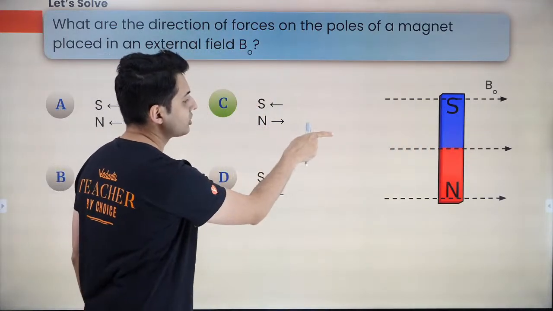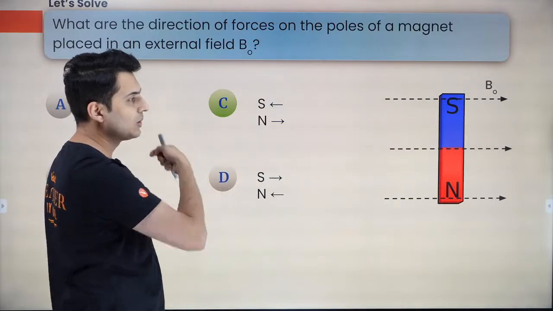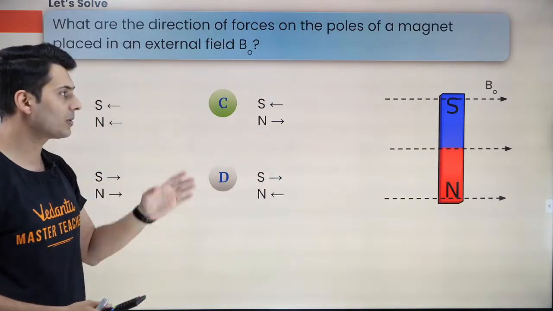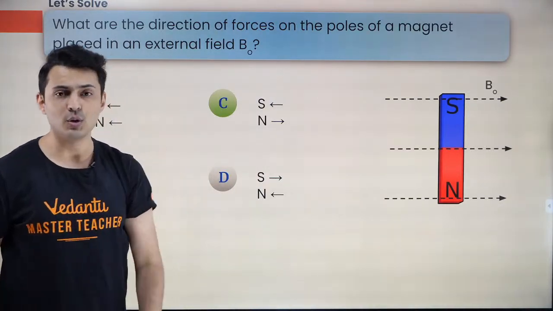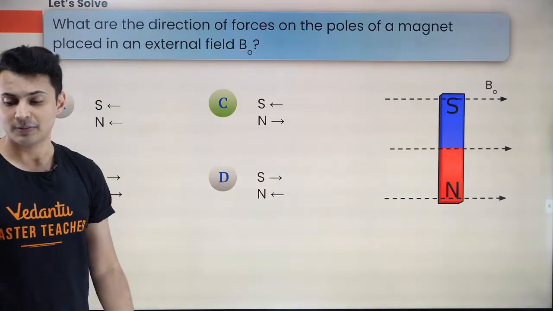So on the north, it's towards the right, and on the south, it's towards the left. Hence, the correct answer is option C. I hope I made sense and you have understood this answer.